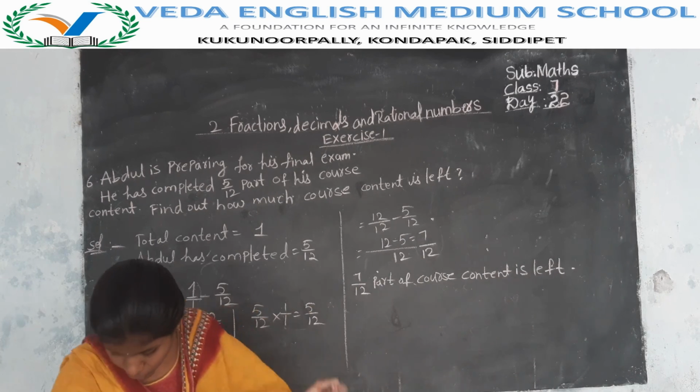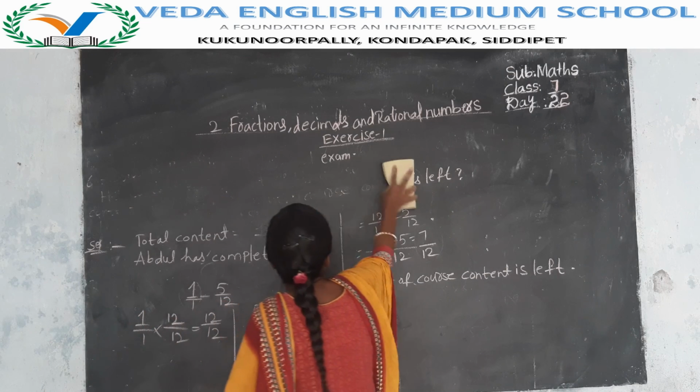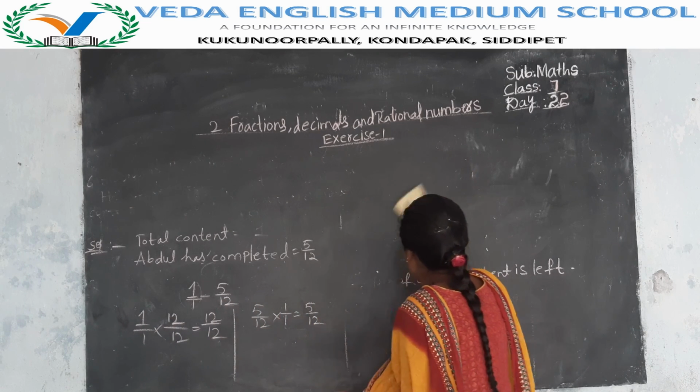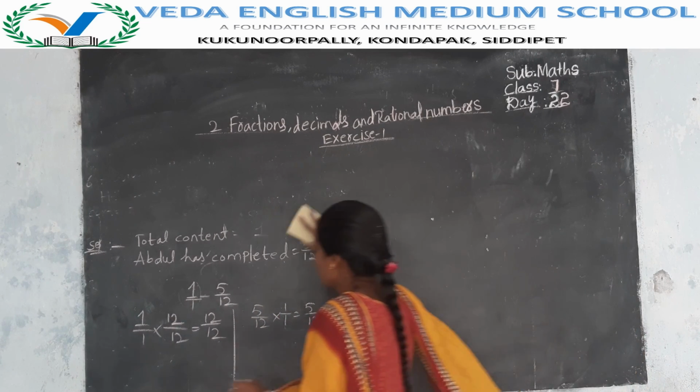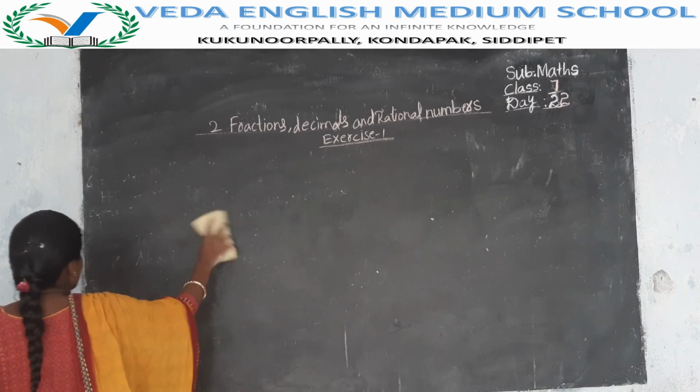Next, 7th question is find out the perimeter. They have given one picture. For that picture we have to find the perimeter. Perimeter means to find around the figure. To find around the figure is called perimeter.